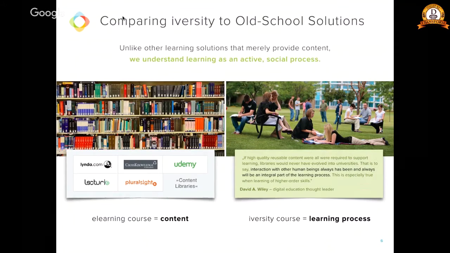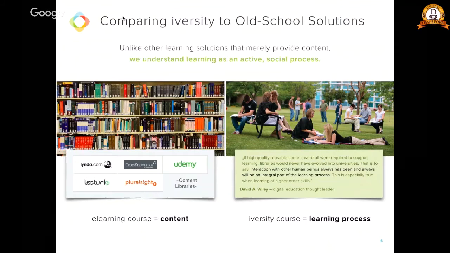We understand, in comparison, learning as an active social process. So if you look at the left-hand side of the screen here, there's a quote, and you may not be able to read that very well, given this is Skype. So I'll read it for you. It's a quote by David A. Wiley. He's an education thought leader in the US, and he says, "If high-quality, reusable content were all that were required to support learning, libraries would never have evolved into universities. That is to say, interaction with other human beings always has been and always will be an integral part of the learning process. This is especially true when learning higher order skills."